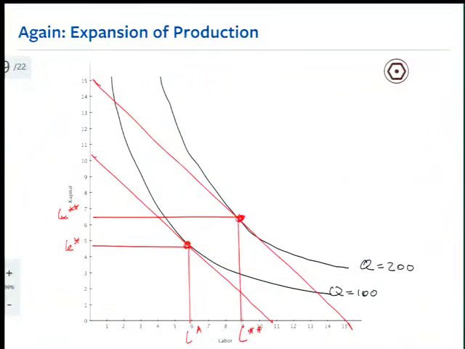Can you do any better? No way, right? You expanded in the long run, you chose the lowest isocost curve that's exactly tangent to that isoquant, that's the best you can do. So in the long run, you're minimizing costs here. You can't do any better.